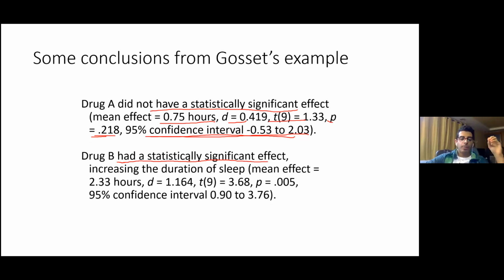So here, drug B had a statistically significant effect, increasing the duration of sleep. Let's make sure. P-value is 0.005, which is 0.5%. Is it less than 5%? Yes, it is. That means it's significant. Okay, we made sure it's significant. Let's use the confidence interval, 0.9 to 3.76. Does this include 0? No, it doesn't. Boom, significant. What about the mean? Look, it's 2.33 hours. It's actually very good. Okay, I like it. The effect size is good. Yada, yada, yada, blah, blah, blah.